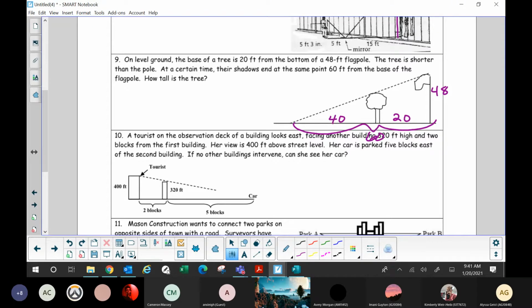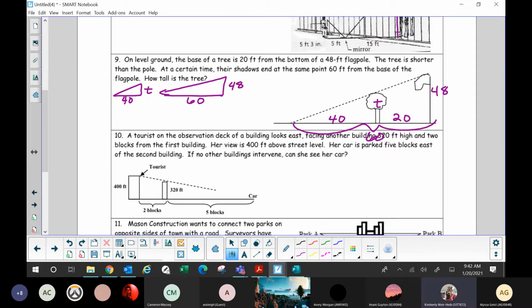Do you follow so far? Yep. Okay. How tall is the tree? So we're trying to find how tall the tree is. We've got 2 triangles going on here, and I like to recreate those triangles separately. The smaller triangle has 40 and T. On the bigger triangle, we've got 48, and then the 40 plus 20, which is 60.